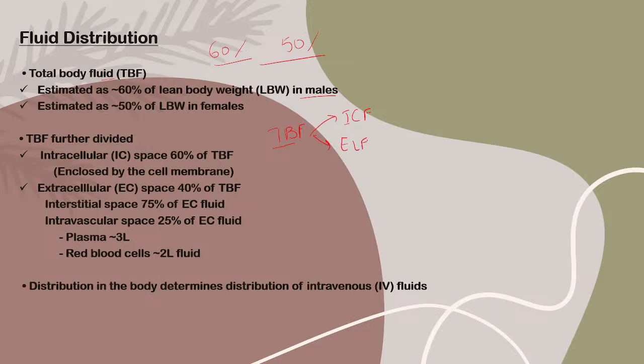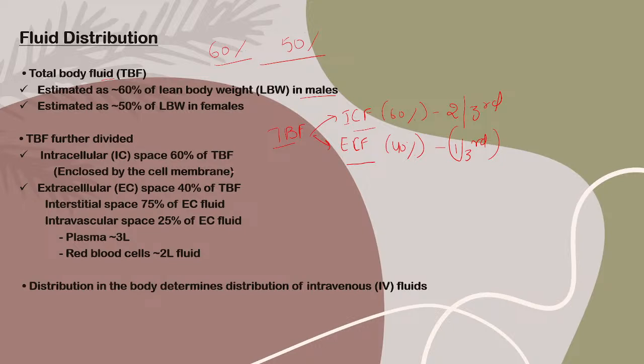If we talk about intracellular fluid, it occupies around 60% of total body fluid, which we can say is like 2/3 of total body fluid, and extracellular fluid carries 40% of total body fluid, which is around 1/3. Intracellular, as the name depicts, means inside the cell, and it is enclosed by cell membranes. And extracellular fluid, that is 40%, is outside the cell.